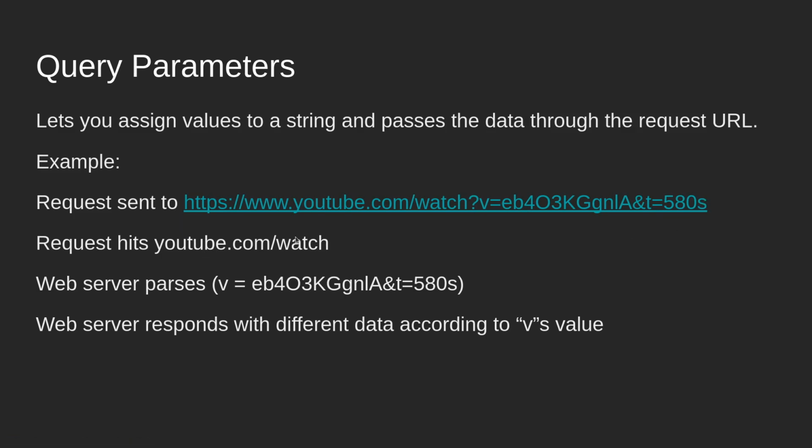The request hits youtube.com/watch, and it goes to the backend. Whatever backend is dealing with /watch handles it. Then the backend sees that there's a v variable in the URL, and it parses it, and it gets the data from that variable, and it does what it needs to do with it. In this case, YouTube gets that ID and responds with a different video according to the ID given. So you can stick pretty much anything in a query parameter, but it's not good to stick sensitive information like passwords. You should not be putting that in a query parameter because it stays in the browser's history and it's just not secure.